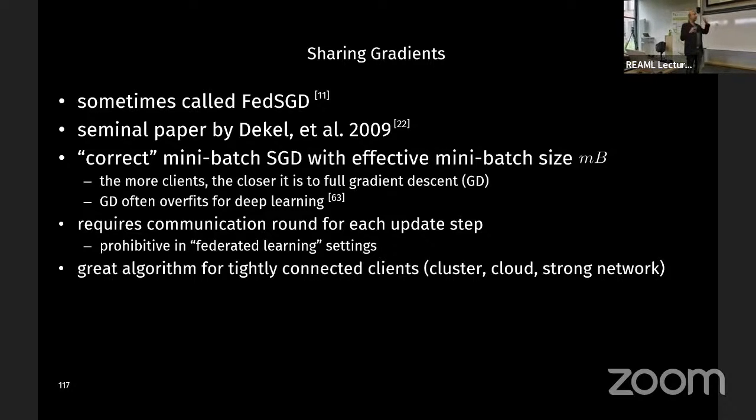Nonetheless, this is a great algorithm, right? So if you are in a tightly connected system, or if you have, let's say, a convex learning problem where you know you just want to go to that minimum, this is really a very, very good approach.